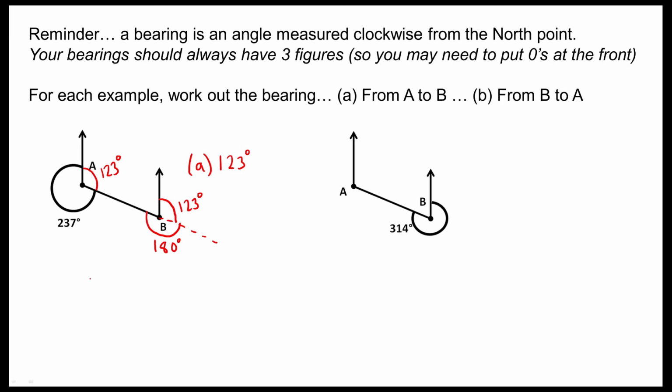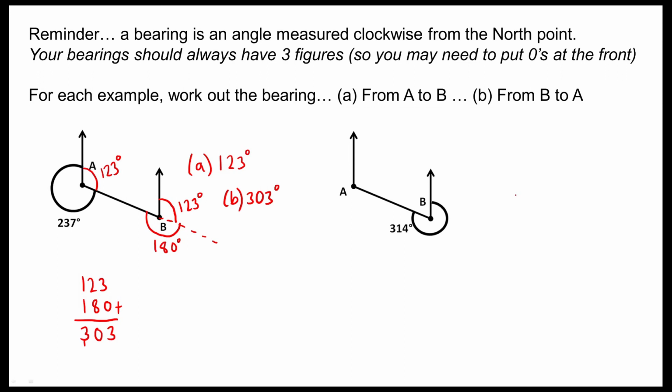If I take 123 and I add 180 to it, I get 3 add 0, which is 3, 2 add 8, which is 10, 1, 1, and the 1 that's carried over gives me 3. So it tells me that my total bearing for part B is 303 degrees. That's the same as what we got when we did it last time.